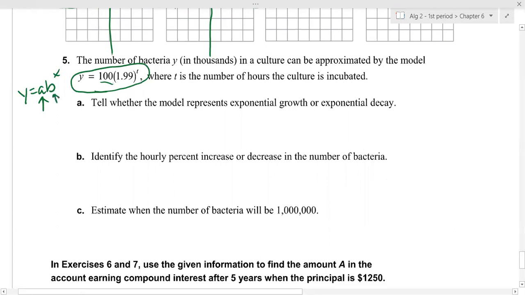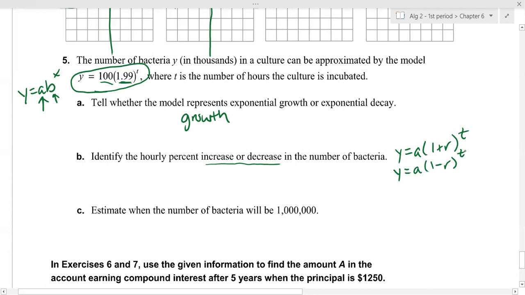Okay, so what does it want me to do? It says, first of all, just tell whether this is a growth or a decay. So if you know enough about this already, 1.99 is larger than 1, which means it's going to be a growth. Pretty easy. Now it says identify the hourly percent increase or decrease. So that's why I had you write down those two formulas earlier. This right here, which could also be looked at as a growth, is the same as increasing. And then this could be looked at as a decay, which is the same as decreasing. I think that makes sense to you.